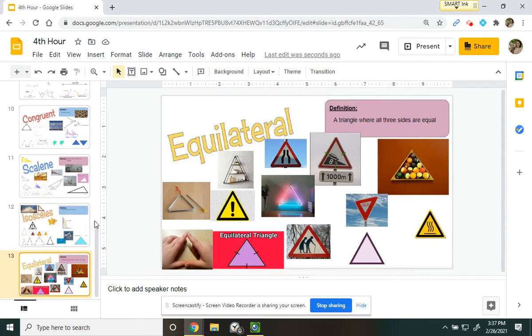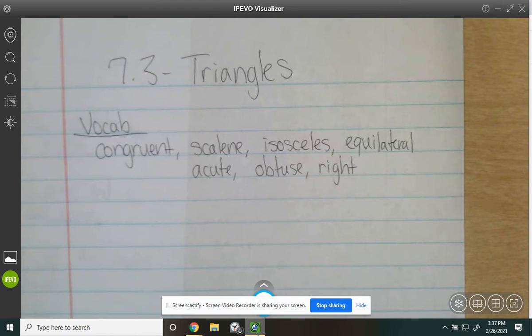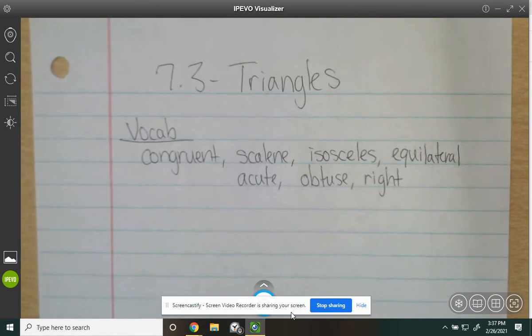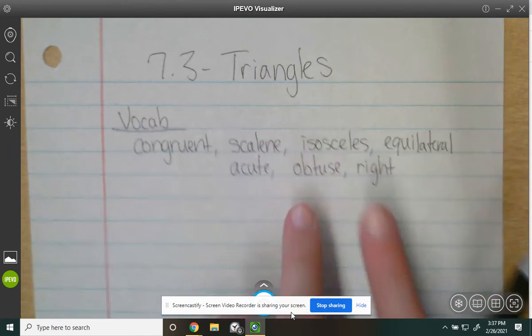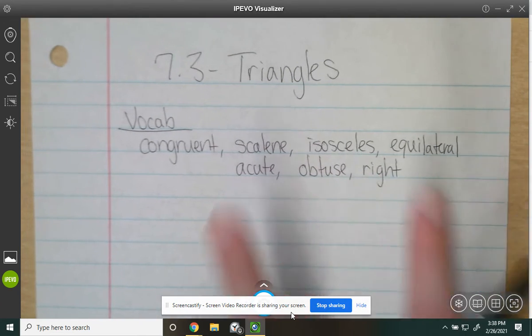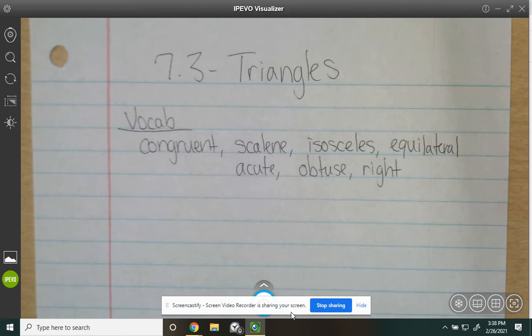Equilateral is a triangle where all three sides are equal. So you can see this one, all three sides of the triangle have the tick marks on them. So you can be sure that it's an equilateral triangle. Okay, so those are our vocab words. So go ahead in your notes, write 7.3 triangles, and write down all of the vocab that we covered. I added some that we've already covered because we're going to talk about them today. So pause that.